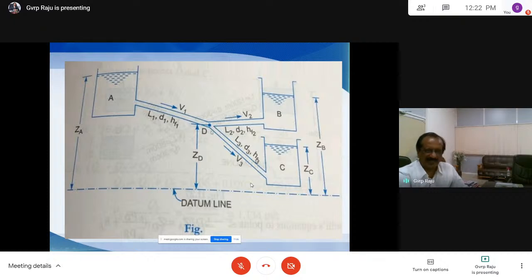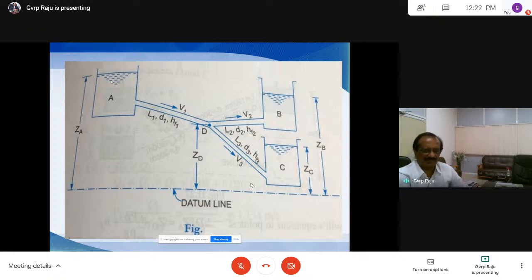We assume that the velocity of the flow at the junction is 0, so I can write Bernoulli's equation comfortably without any problem. I apply Bernoulli's equation between A and B, taking the velocity of the water at the junction as 0. Consider only the head loss due to friction, HF1, and neglect minor losses such as entrance loss and exit loss. Only the major loss, friction loss, is considered. So the loss here is HF1 when you use Bernoulli's equation between A and D, and the datum is ZD for D and ZA for A.